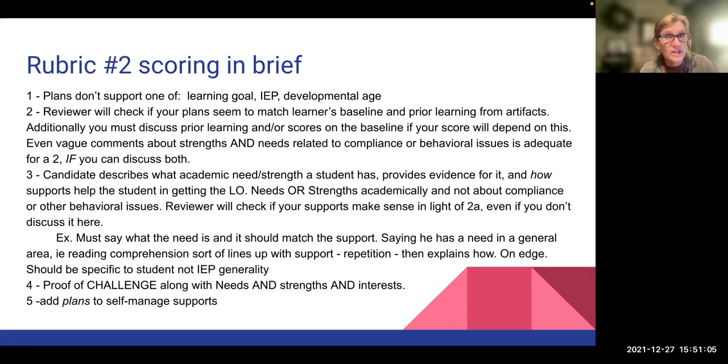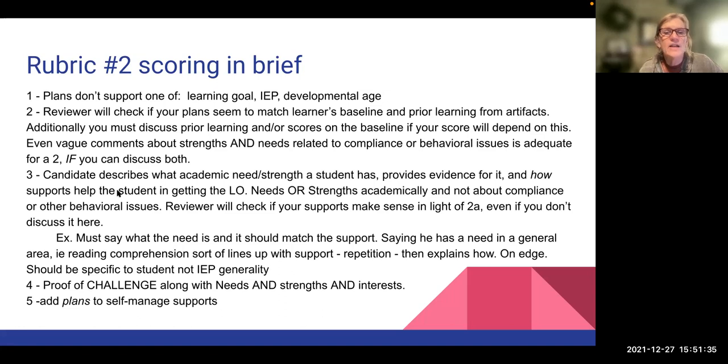But again, you have to discuss both, and something could be described as a strength or a need, right? So you could say my student has a strength in using manipulatives. You could also say my student has a need of using manipulatives. So pick an example and determine if it's a strength or a need, but it can't be both things. You have to have 2 separate things, especially if you're going for this 2. And up to about 7, 8 of your questions, you could answer a 2, which is pretty easy to answer, and then focus on 3s and 4s for everything else.